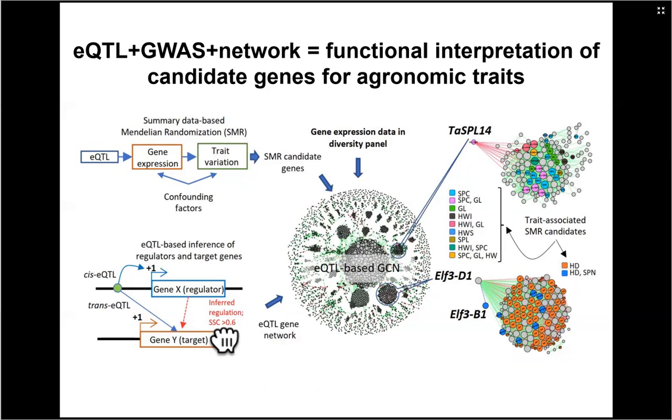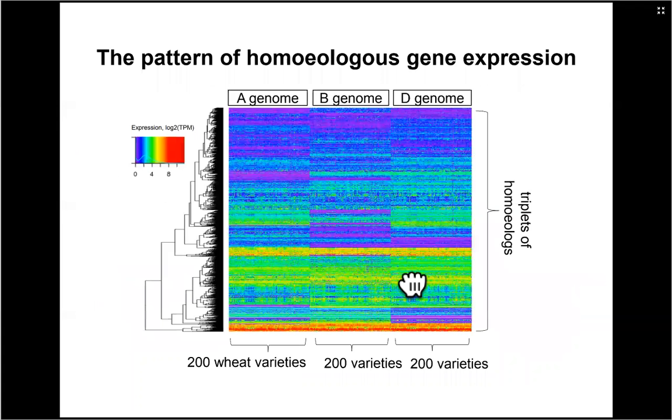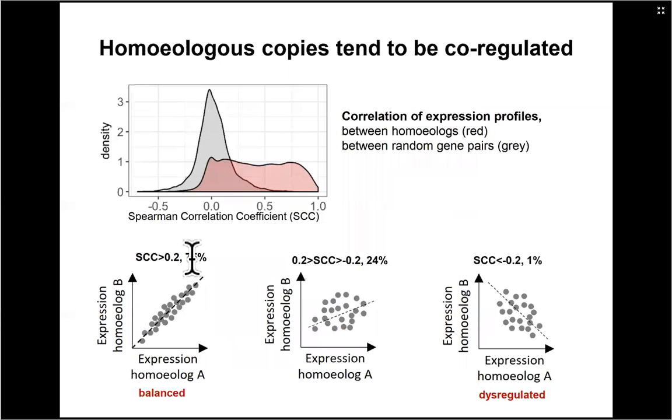Interestingly, gene candidates of the same traits tend to be co-expressed, suggesting genes within the same pathway were predicted as the candidates of the same trait. As you can see here, most homologous copies tend to be co-regulated. About 75% of the homologous pairs show positive correlation, and only 1% of pairs show negative correlation, or dysregulation, as we called it in our study.